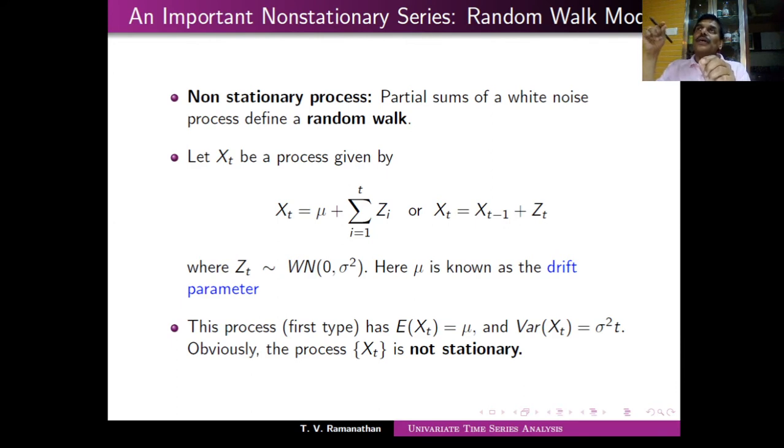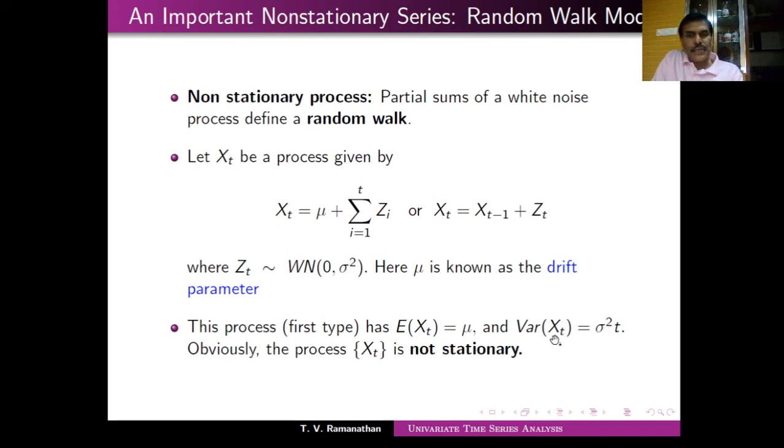Now you can approximate it by considering a given time point t, where you are going to be. If you're starting at some point here, that's what you are adding at each toss. Then at time point t, these many tosses you will have made. Now, in this process, mu is known as the drift parameter. So this process has expectation mu and variance sigma square t. Obviously, this process is not stationary.